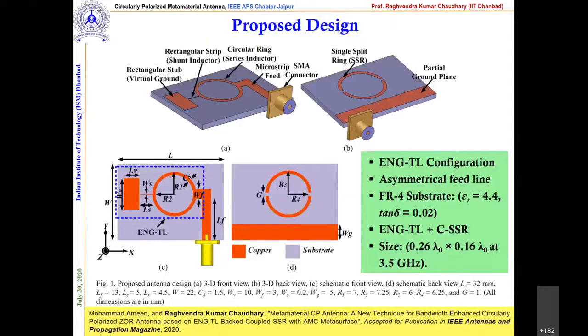Here the structures are the rectangular stuff which was used as a virtual ground plane. Another is a circular ring which provides the inductance, the right-handed inductance that we provide, and this is a feed line. And this thin strip line, which connects these things to the virtual ground, will provide the left-handed inductance, which is LL in shunt. And what we did, we loaded a single split ring resonator at the back. And this is the partial ground.